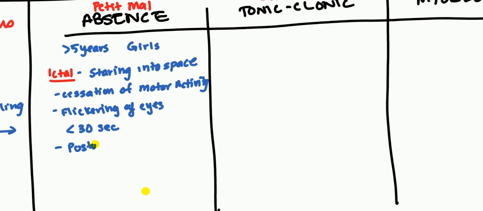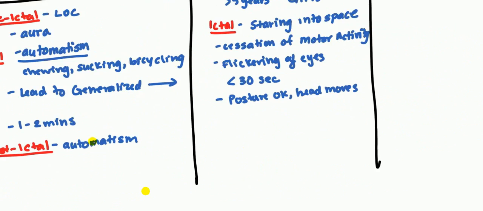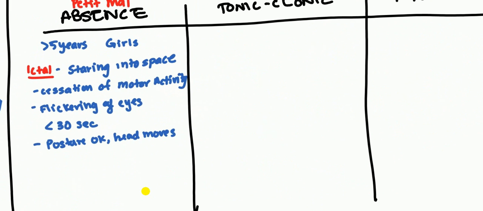Their posture is okay, so they don't tend to fall. However, their head does tend to move slightly toward one side or another. And finally, a very characteristic EEG finding is a 3 Hz spike. This is mentioned oftentimes, so it's good to know a 3 Hz spike is associated with absence.